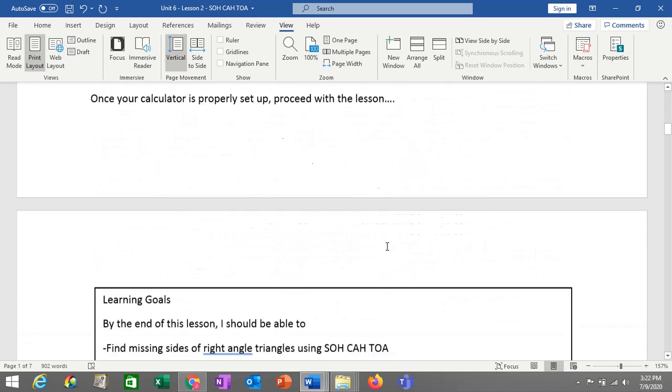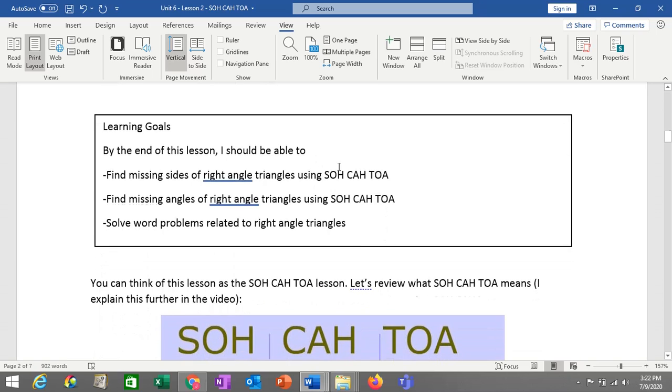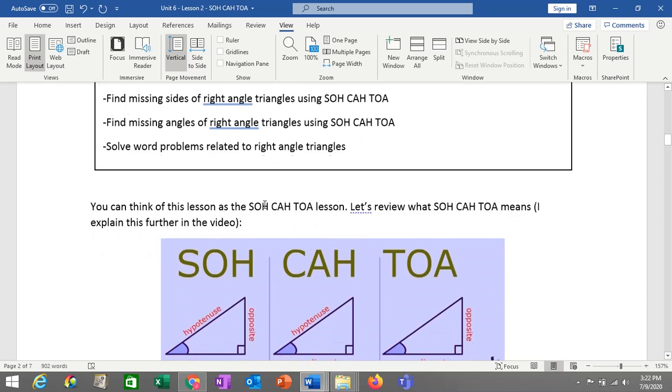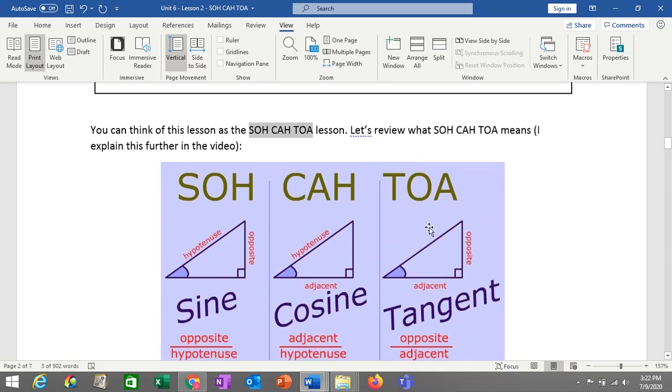So every triangle that we deal with today is going to have a 90-degree angle somewhere. And we're going to use this thing called SOHCAHTOA, which hopefully you're familiar with. But if you're not, let's quickly review that. So if you pick an angle on a triangle that has a right angle, we're going to ignore the right angle because we know that's 90 degrees. Let's just pick another angle.